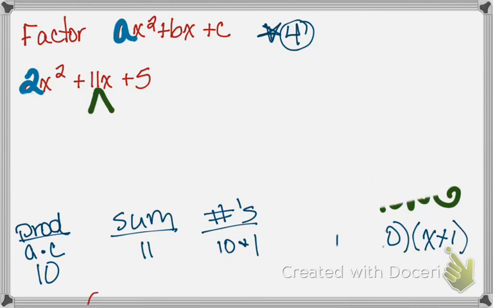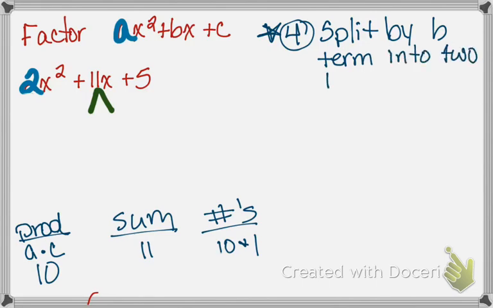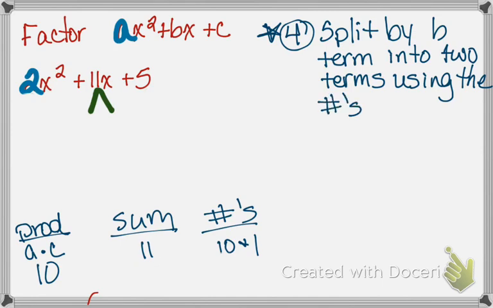And this is different because we've got a value in front of that x squared. So I am going to split my B term into 2 terms using the numbers I identified in number 3.